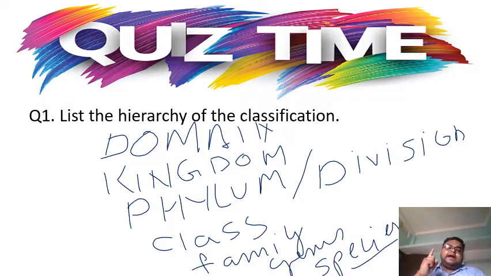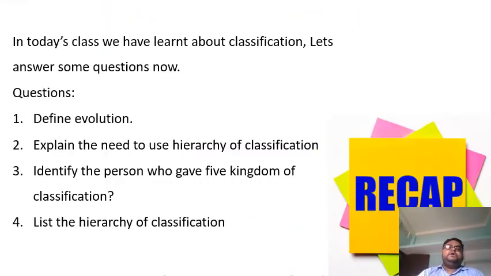At the top there will be domain, after that kingdom, then phylum, then class, then family, then genus, and after that species. Understood, students? So this is the list: domain, kingdom, phylum, class, family, genus, species. Right. So now let's move ahead. In today's class, students, we have learned about classification.